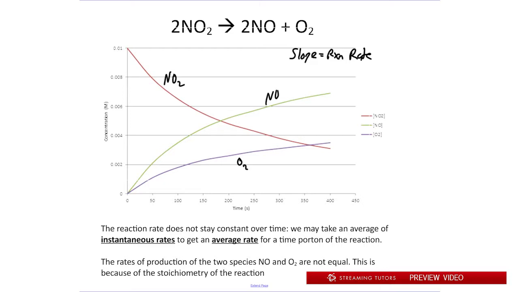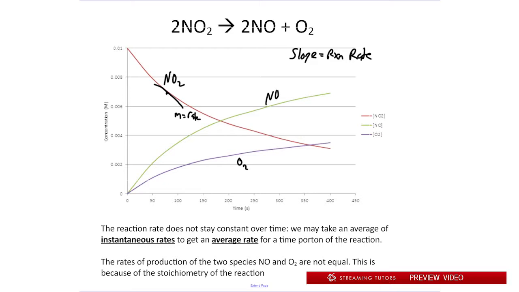So what that means then is that we can take two different kinds of rates. The first one we could take is known as an instantaneous rate. An instantaneous rate is just the rate at a certain time in the reaction. So all we would do there, if we wanted to find the instantaneous rate, is we just take a point like this one over here, draw the tangent line to that point, and the slope of that tangent line is our rate.